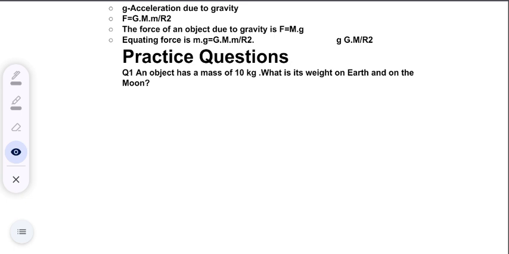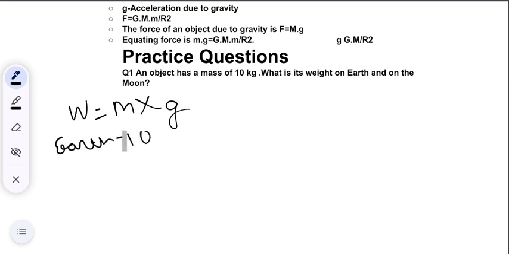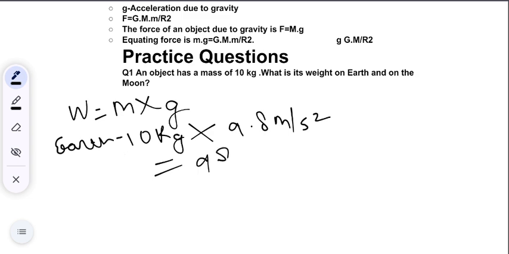So the first numerical states that an object has a mass of 10 kg. Now what is its weight on moon and on earth? Okay, सबसे पहले weight's formula: weight is m into g. Here mass is 10 kg. Right now we are finding for earth. Mass is 10 kg into gravity. Now you have to remember that gravity of earth is 9.8 meter per second square. If you do not write units, your answer will be wrong. After multiplication this equals 98 Newton. Okay. Now moon की क्या होगी देखो.